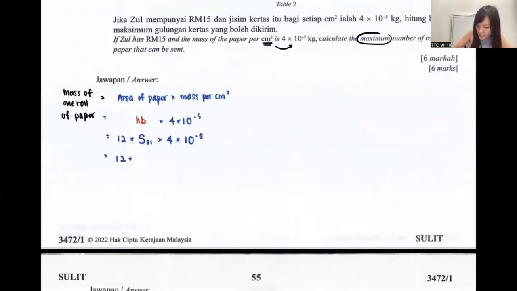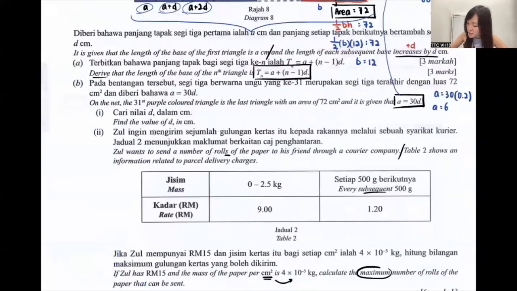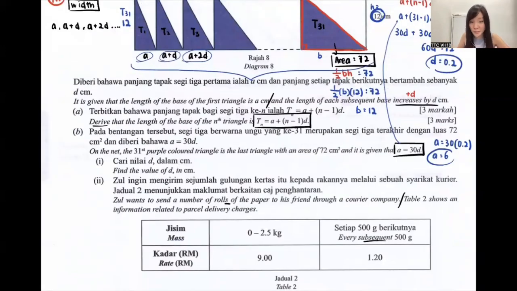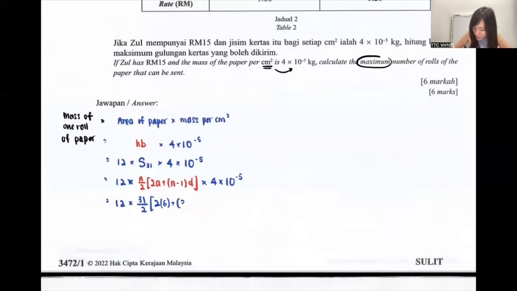So remember, you are doing AP. The Sn formula looks like this, and this one is times 4 times 10 power negative 5. Write nicely: 12 times 31 over 2, bracket 2. Here, a is 6, d is 0.2. Everything is substituted accordingly: a is 6, this one is 31 minus 1, this one is 0.2, times 4 times 10 power negative 5. Let's press the calculator. 2 times 6 plus 30 times 0.2 times 31 divided by 2 times 12 times 4 times 10 power negative 5.